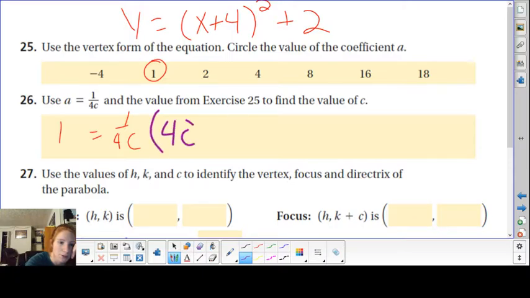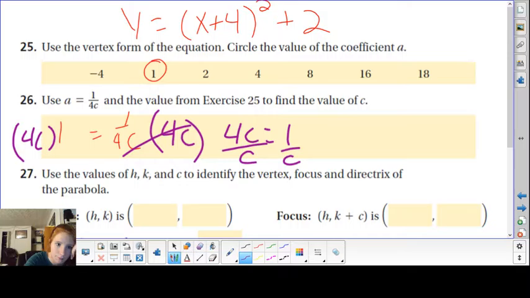Multiply both sides by 4c. I get 4c is equal to 1. Divided by 4, c is equal to 1 over 4.